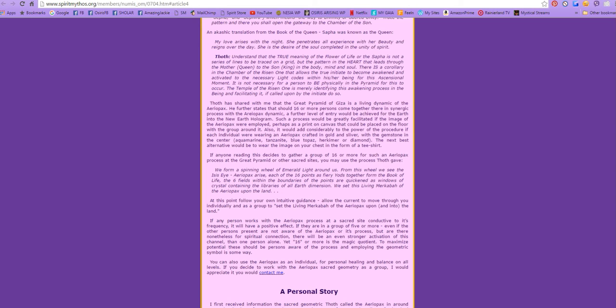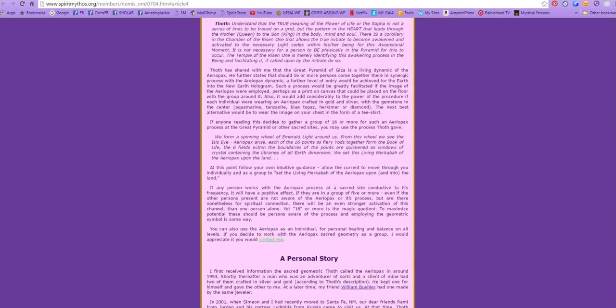If any person works with the EYE-AREIOPAX process at a sacred site conducive to its frequency, it will have a positive effect. If they are in a group of five or more, even if the other persons present are not aware of the EYE-AREIOPAX or its process, but are there nonetheless for spiritual connection, there will be even stronger activation of this channel than one person alone. Yet 16 or more is the magic quotient. To maximize potential, there should be persons aware of the process and employing the geometric symbol in some way. You can also use the EYE-AREIOPAX as an individual for personal healing and balance on all levels.